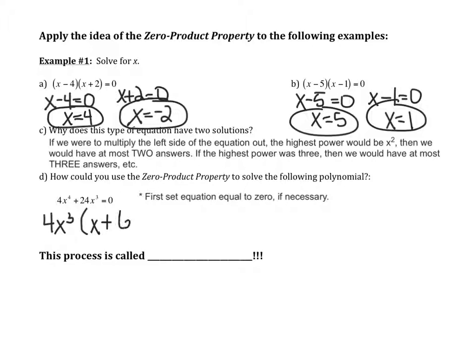4 times 6 gives me 24, and then I took 3 of the x's out. I only had 3 to begin with, so then I'm just going to close the parenthesis and set it equal to 0 like it was originally. So notice we just undid the distributive property.